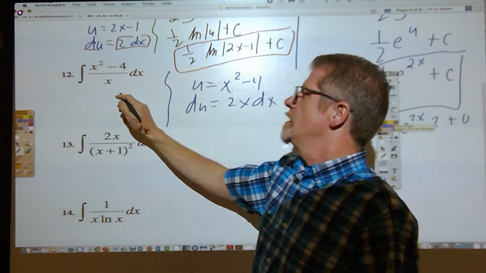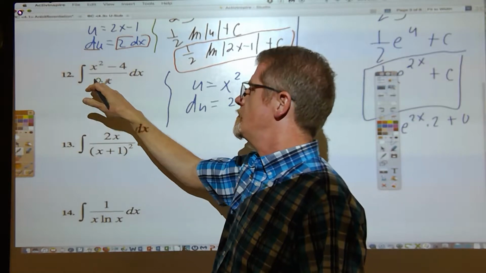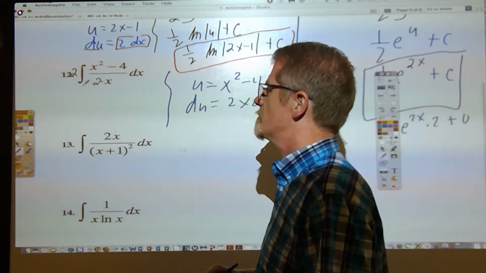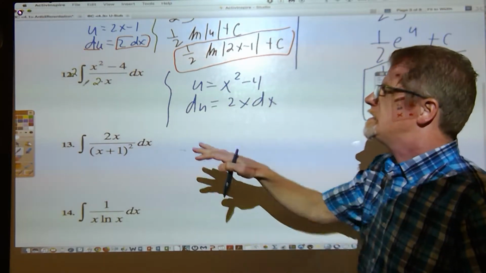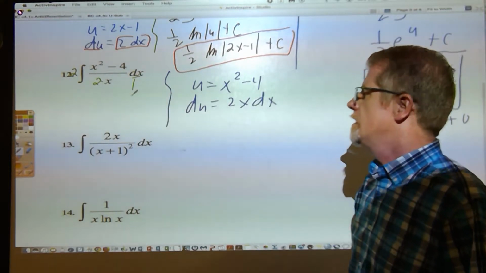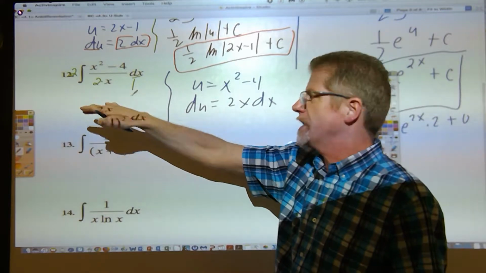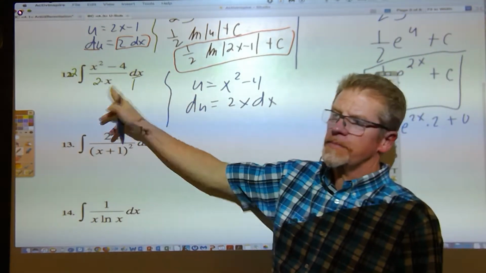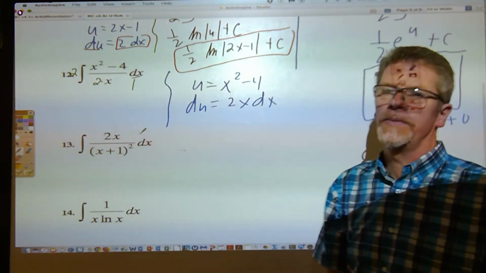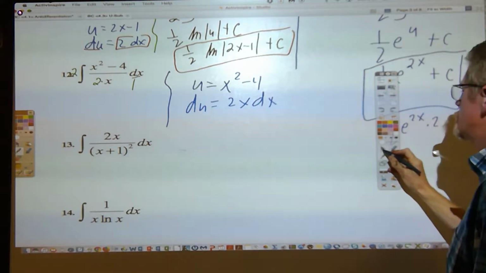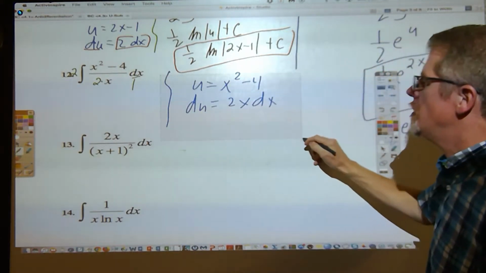I can doctor with a 2, division by 2 can be counterbalanced with multiplication by 2. Here's the problem. dx is always in the numerator. This is not 2x dx. This is dx over 2x. So it doesn't match up. It might look like it matches up. It doesn't match. That's why a u substitution is not the way to go.